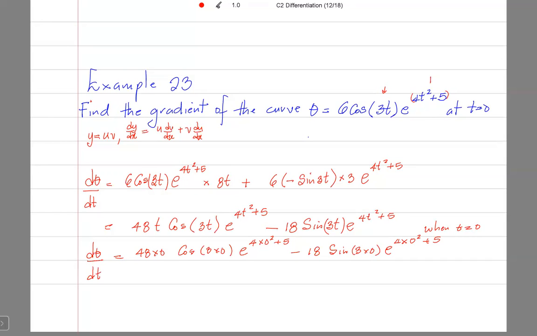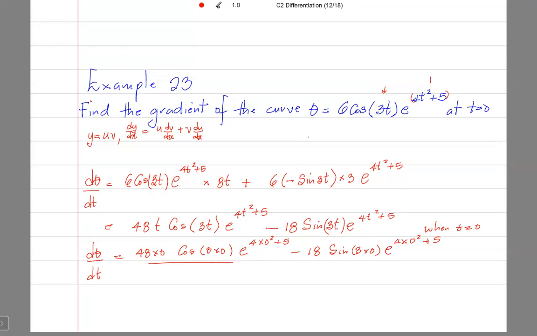All right, so let us see where this is all going. First of all, the first half is going to be 0. Why? Because I have 48 times 0. So everything over the left-hand side is coming to be 0. Simply because, well, the cosine of 0 is 1. This would be e to the 5 because 4 times 0 squared is 0. But none of that matters because 48 times 0 is 0. And whenever you multiply anything by 0, you're going to get back 0. That is the left-hand side.